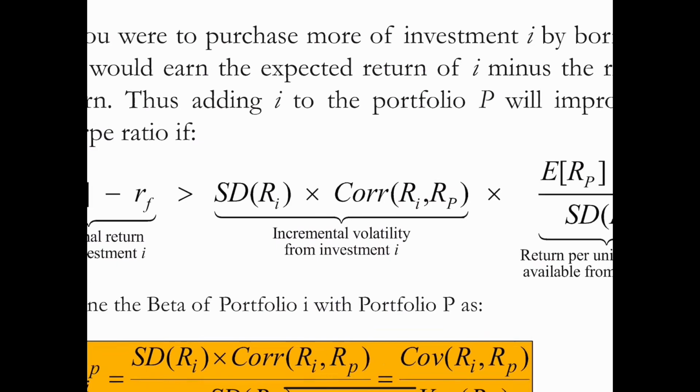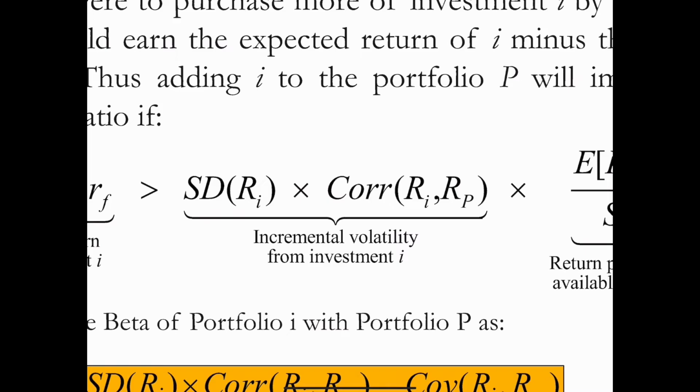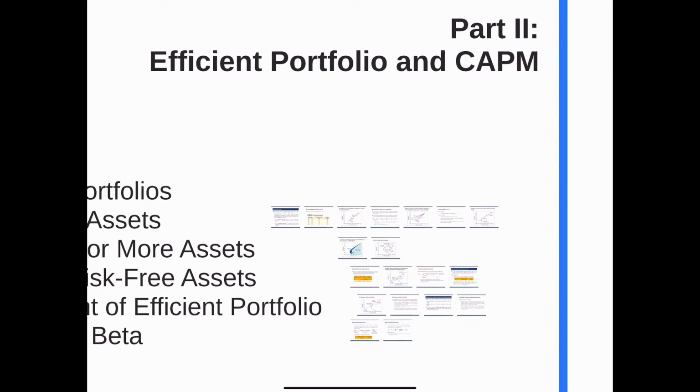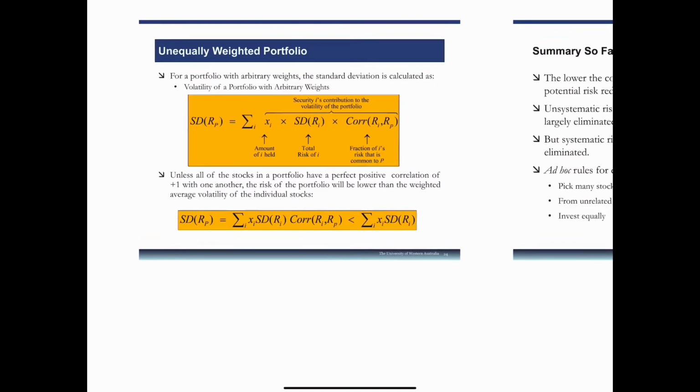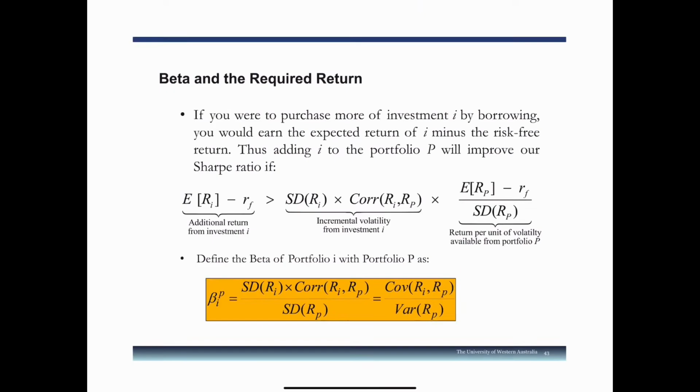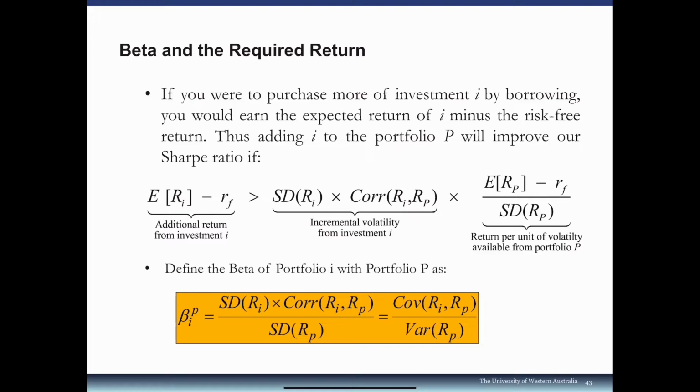and that comes from an earlier slide, where I was talking about the contribution from the new investment. The incremental volatility from investment I is the standard deviation of I times its correlation with RP. If you are curious, we actually did it over here, unequally weighted, but it's more important for you to get the idea. So that means the incremental volatility from investment I times the return per unit of volatility available from portfolio P.